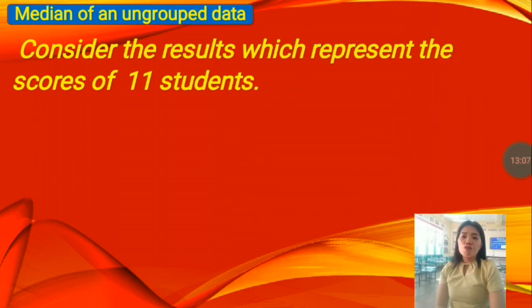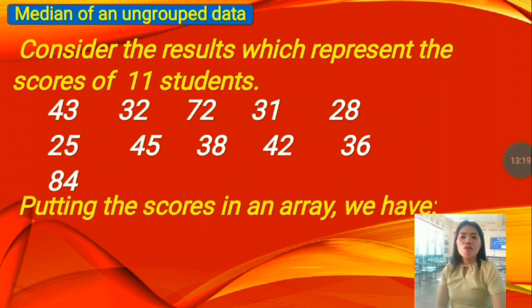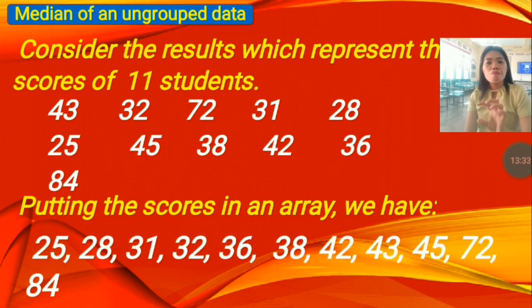Consider the results which represent the scores of 11 students. That is raw data. You have 43, 32, and so on. All we have to do is put the scores in an array, meaning in an arranged manner. So now we have 25. In this manner, it is arranged in ascending order. We start from lowest to greatest. So you have 25, followed by 28, 31, 32, 36, 38, 42, 43, 45, 72, and 84.